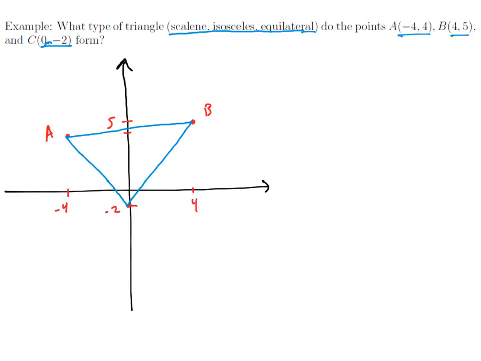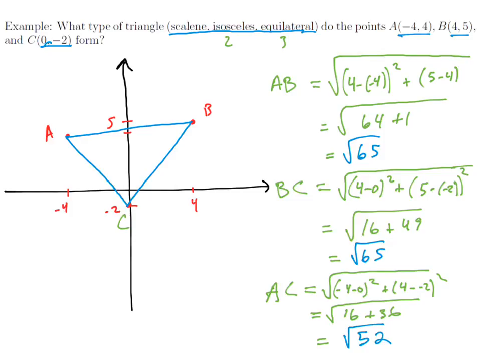These 3 options for the triangle, scalene, isosceles, or equilateral, are all based on the lengths of the triangle. So a scalene triangle, all 3 sides are different lengths. Isosceles is 2 lengths that are the same, and then an equilateral, all 3. So what we need to do is find the distance between points A and B, the distance between B and C, and then the distance between A and C, and compare those distances. So we'll go ahead and do that.